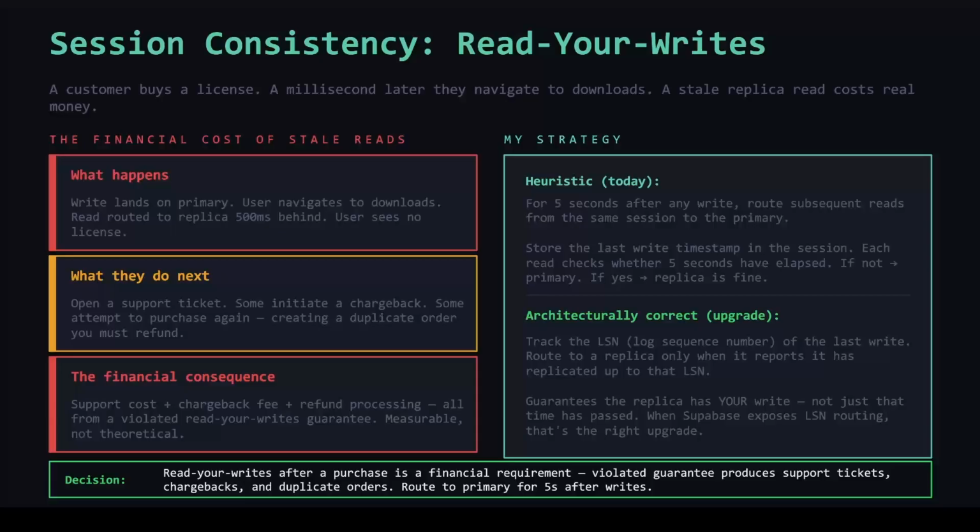The architecturally correct implementation uses the write-ahead log sequence number. Track the LSN of the last write, and route to a replica only when it reports it has replicated up to that LSN. This guarantees that the replica has your write, not just that some time has passed. When Supabase exposes LSN-based routing, that's the write upgrade.